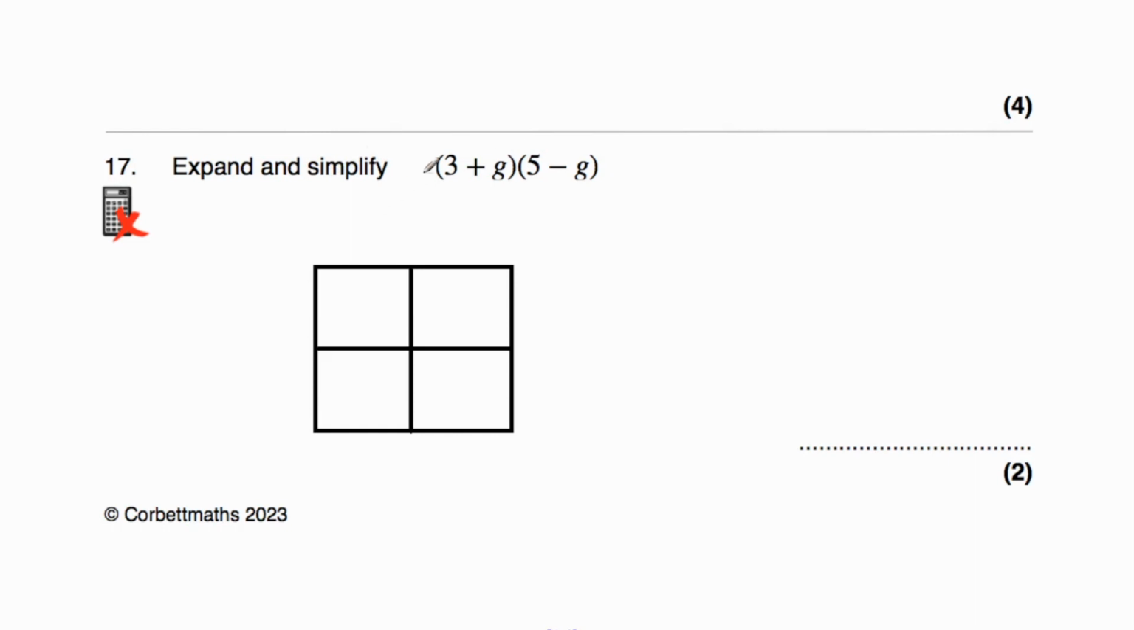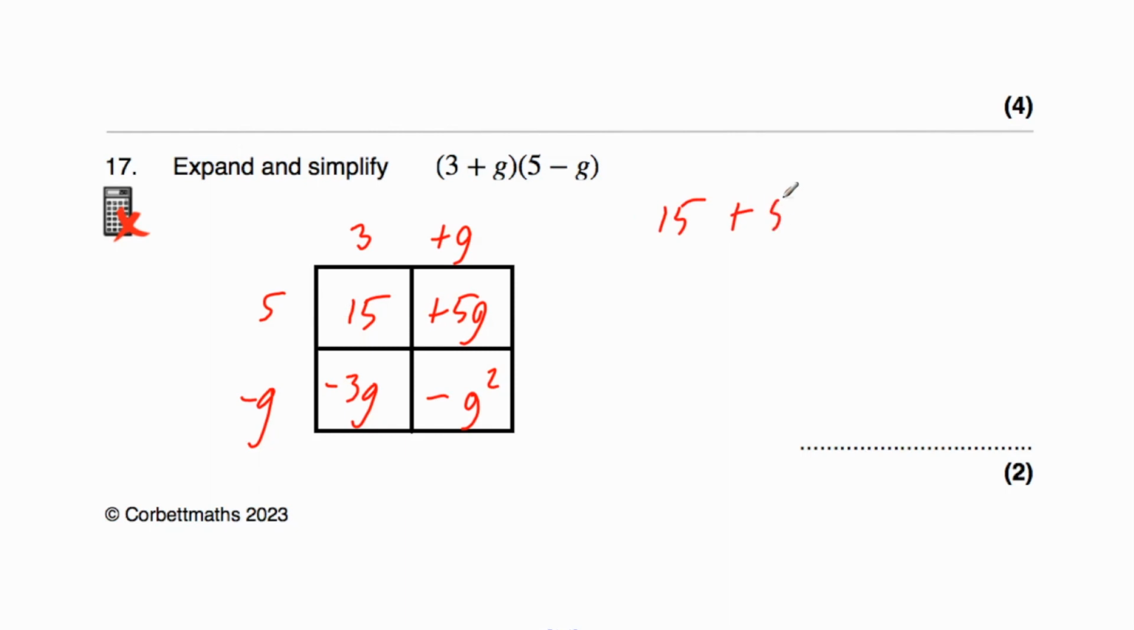Okay, question number 17. We've been asked to expand and simplify 3 plus g, 5 minus g. So our first bracket, 3 plus g, and then our second bracket, 5 minus g. So let's find out what goes in our grid. 15. 5 times plus g would be plus 5g. Negative g times 3 would be negative 3g. And then finally, negative g times positive g. Well, negative times a positive is a negative, and g times g is g squared. So that would give us 15 plus 5g minus 3g minus g squared. So that's what we get whenever we expand our brackets.